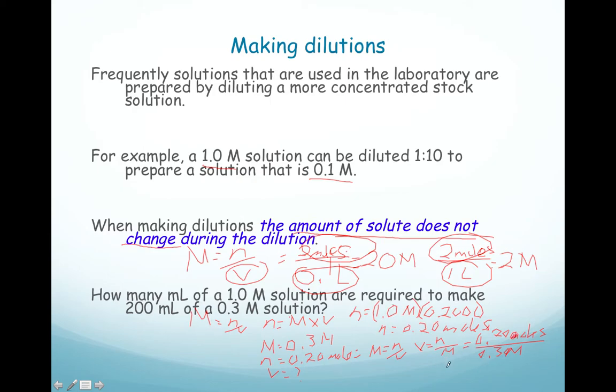This means my volume, instead of being 200 milliliters, is now going to be 0.67 liters, or 670 milliliters. So we're going to look at another one of these on the next slide, and we'll do some practice here.